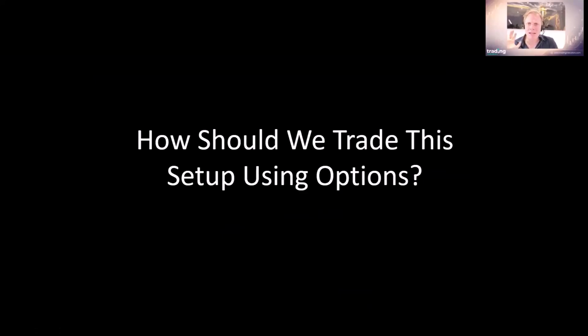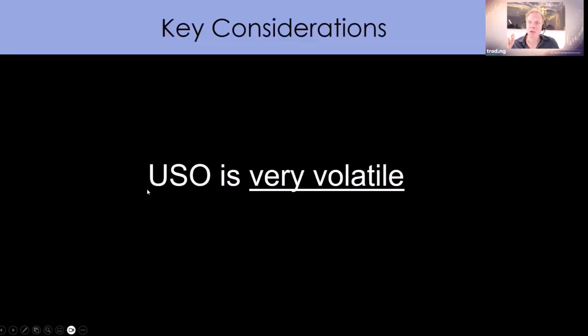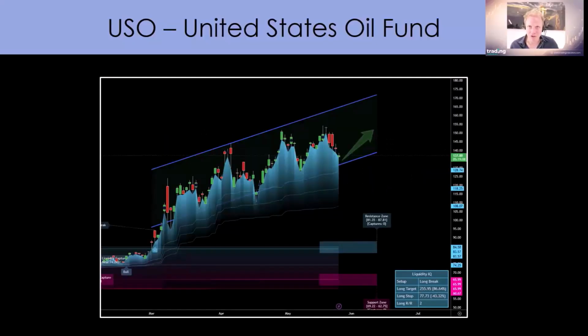Before we do, a couple of key considerations. First off, USO is very volatile. Oil has been extremely volatile thanks to the geopolitical tension that's going on right now. There have been huge moves in the oil price. So if you go back here, just real quick to my chart, you can see how huge these moves are, jumping up, down. Daily swings of 5%, 8%, 3% are not uncommon.